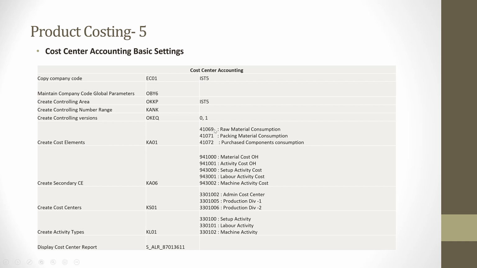We create some cost elements as given here: raw material, packing material, purchase components, some secondary cost elements as mentioned in the slide, and 3 cost centers, 3 activity types, and then we can run them in the cost center report. So these are the activities which we are going to perform in the SAP. So let's log into SAP and start the activities.